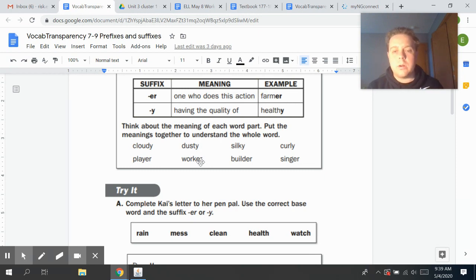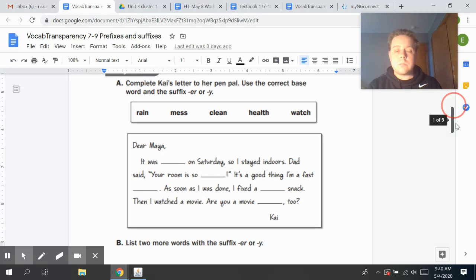Worker, that's somebody who works. Silky is like silk. Silk is a type of fabric. If I say this is very silky, it has the quality of silk. It might not be silk, but it feels like silk. I might say it's silky. Builder, that's somebody who builds stuff. Maybe a construction worker could also be a builder, somebody who builds stuff. Curly, having the quality of curls, like somebody might have curly hair. Singer, again, somebody who sings. So here are some examples.